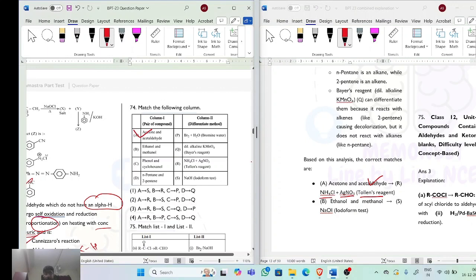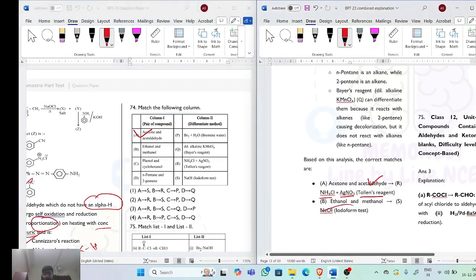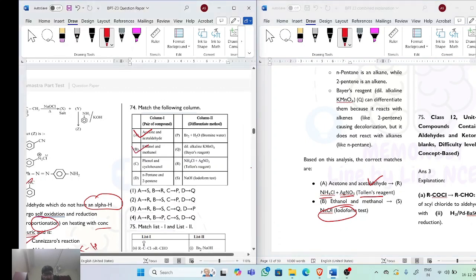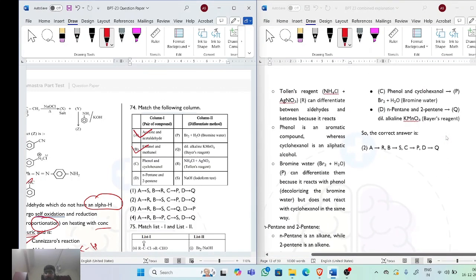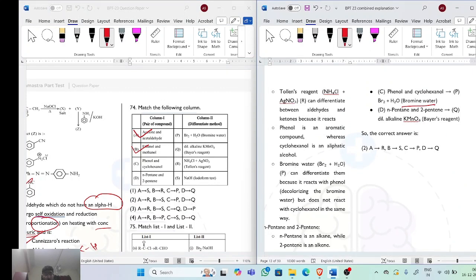Now we are given methanol and ethanol. Methanol and ethanol can be separated by the iodoform test, because ethanol can give the iodoform test but methanol can't. So it can be matched with S. Now phenol and cyclohexane can be separated by using the bromine water test, because one is an aromatic compound and the other is an aliphatic compound. Option C is sorted.